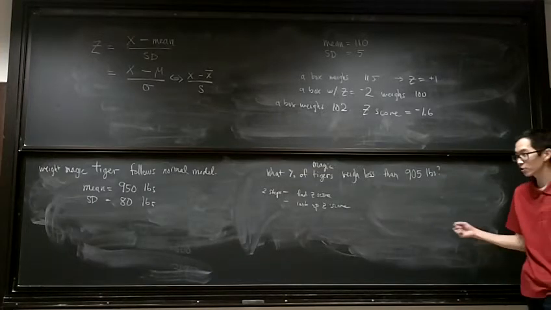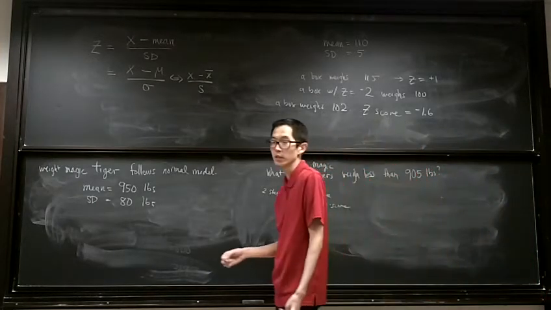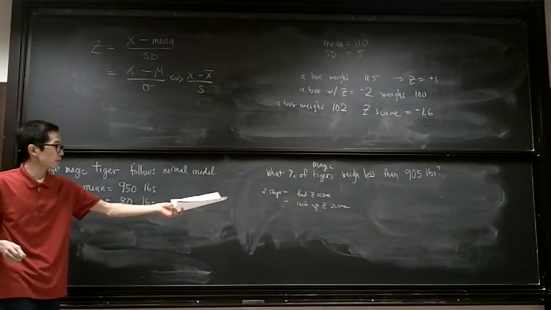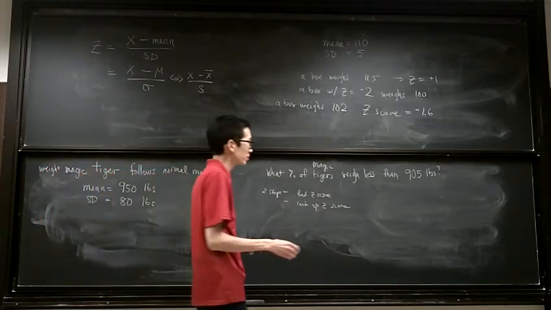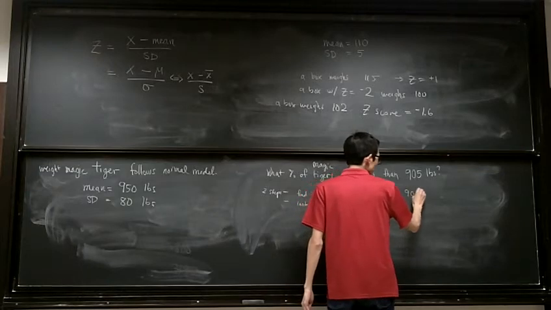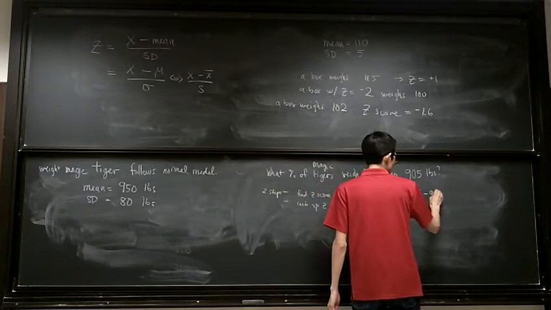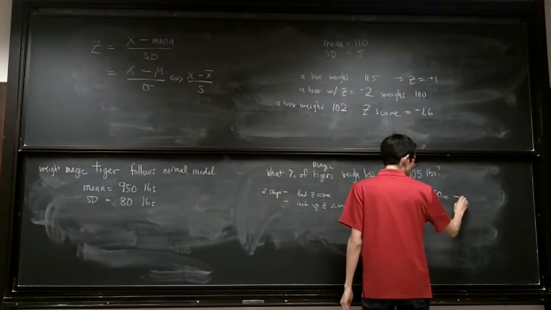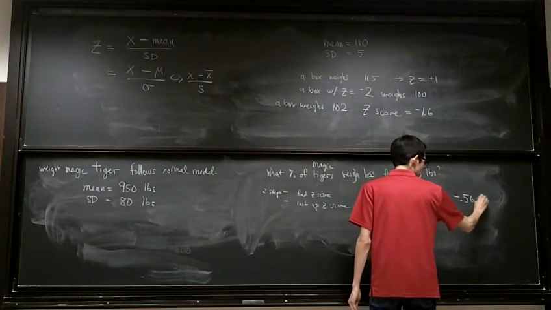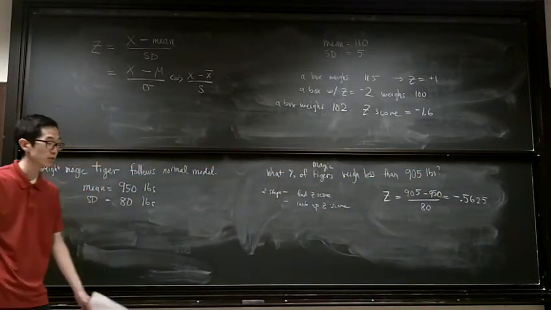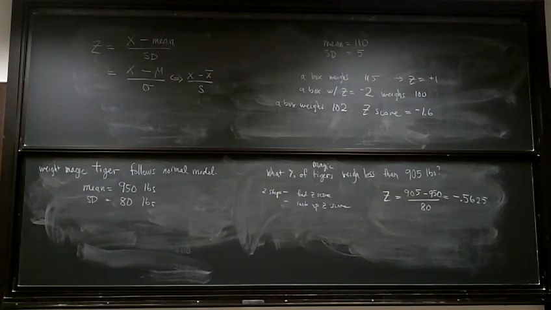Okay, in the interest of time, I'm just going to solve this for you guys, alright? So pay attention. The first step is we're going to find the z-score. So what is my z-score? Z is equal to 905 minus 950 divided by 80, and I get negative 0.5625. It's very important that we have negative. We're going to look this up in the z-table.